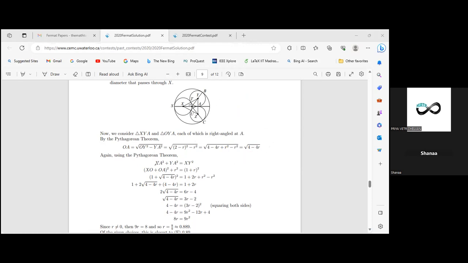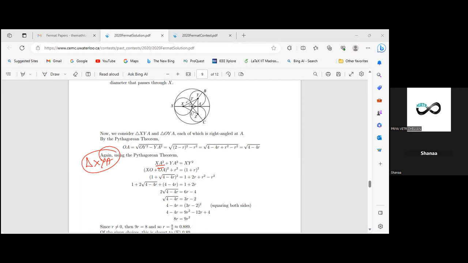And again, using the Pythagorean theorem, they are writing the XYA triangle. You can see another triangle, where let me use a straight line for this right angle. Can you see a right angle over here? Okay, so XA square plus YA square is equal to XY square.